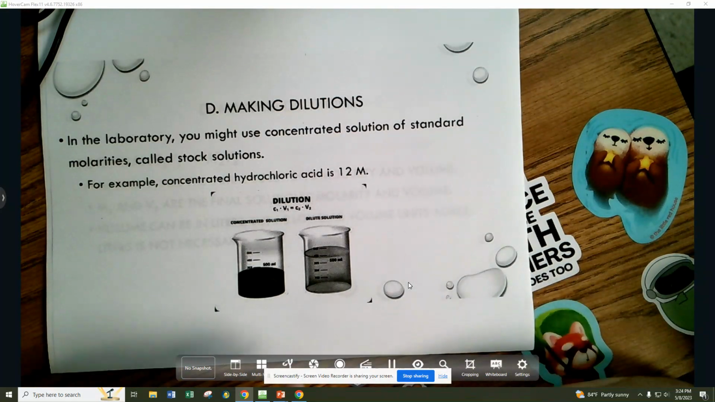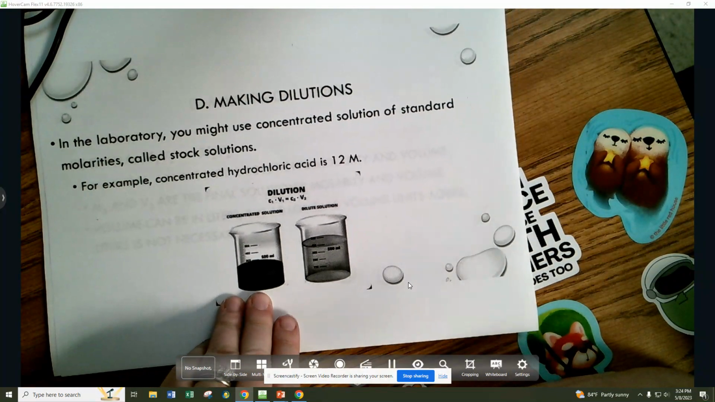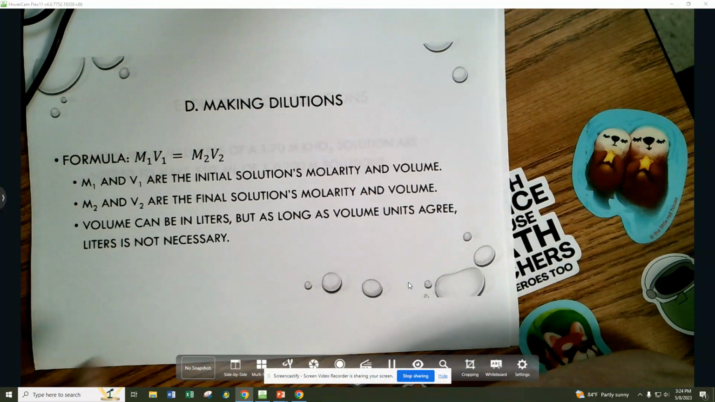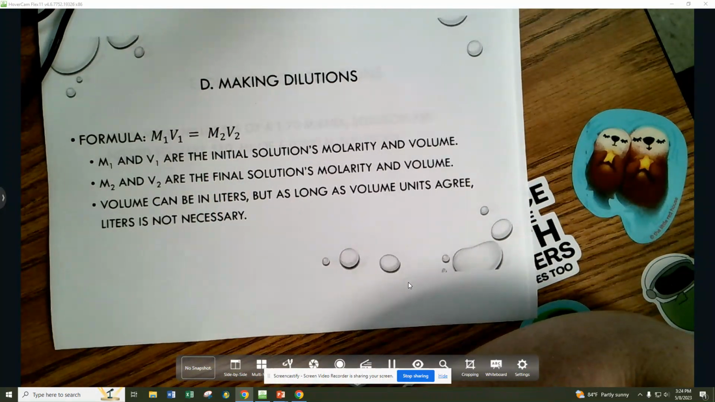And so we have an equation that tells me how much of this concentrated acid I need. What we have is a formula, M1V1 is equal to M2V2, where 1 is our initial conditions, just like gas laws, and the 2's are the ending conditions. M is molarity, V is volume.